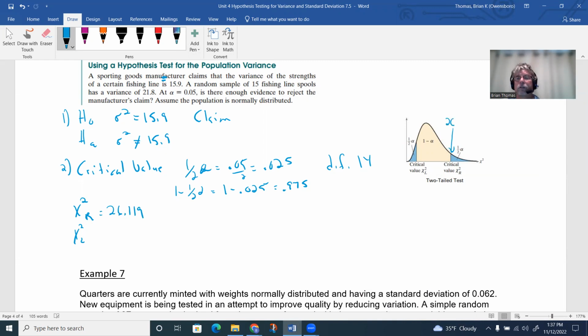So 26.119 is going to be our critical value over here. We're going to have to be greater than 26.119 to be in the rejected region.